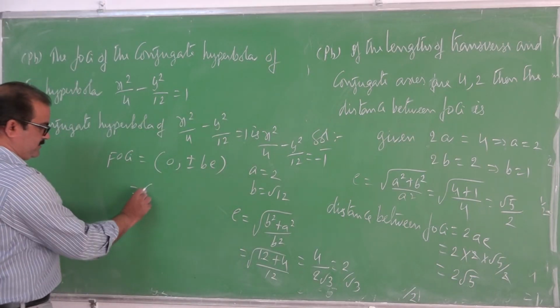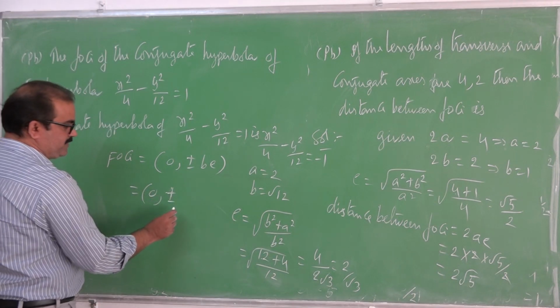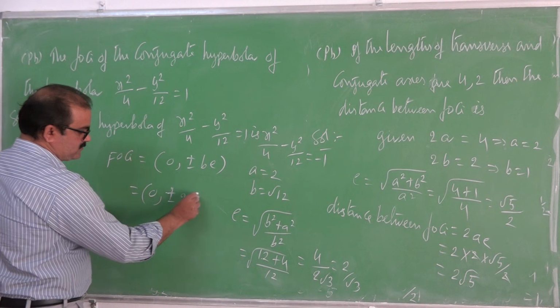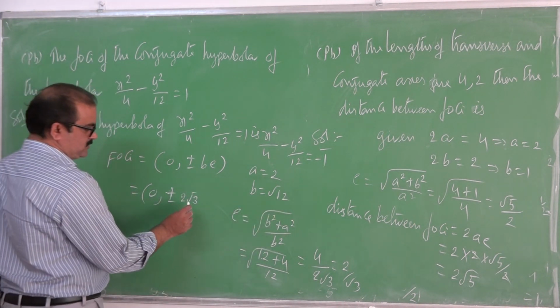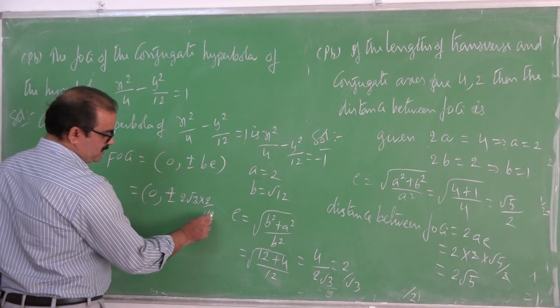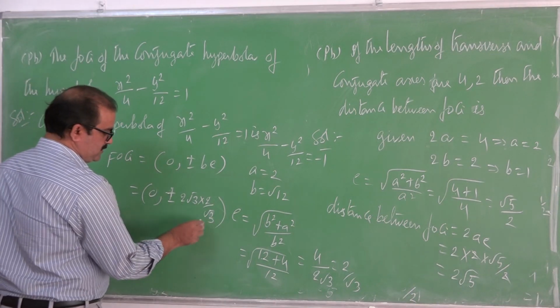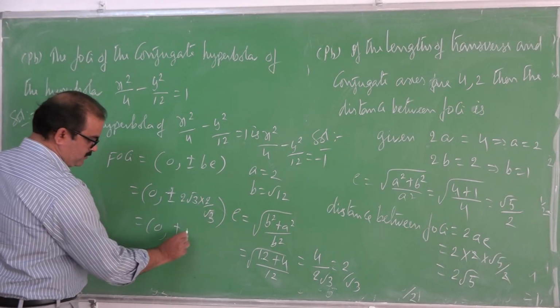Therefore, foci 0 comma plus or minus be. What is b? Root 12. Root 12 is taken as 2 root 3, root 12 is 4 into 3. That is 2 root 3 into eccentricity 2 by root 3. Root 3 cancels. 0 comma plus or minus 2 into 2, that is 4.